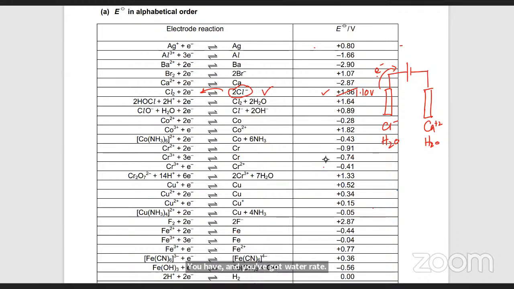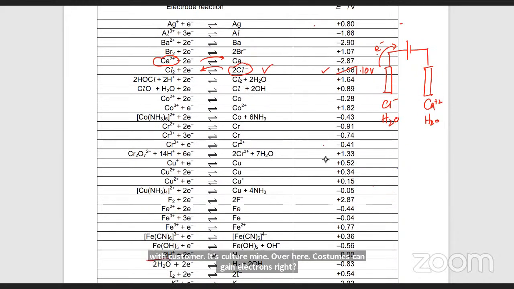So where are calcium ions? Calcium ions are over here. Calcium ions can gain electrons, right? And water is somewhere over here as well. Water can gain electrons.